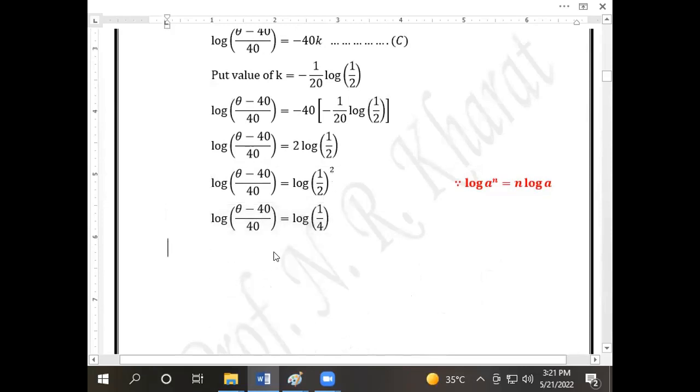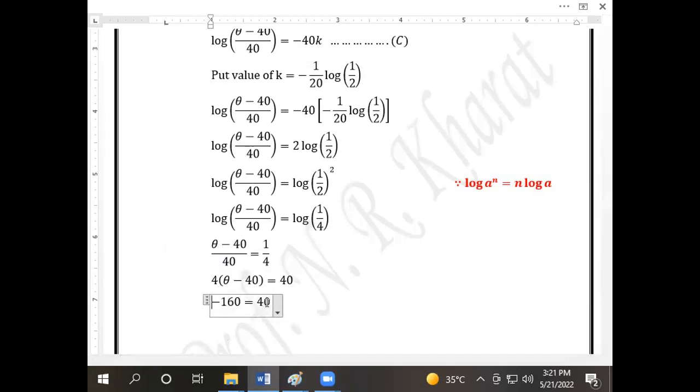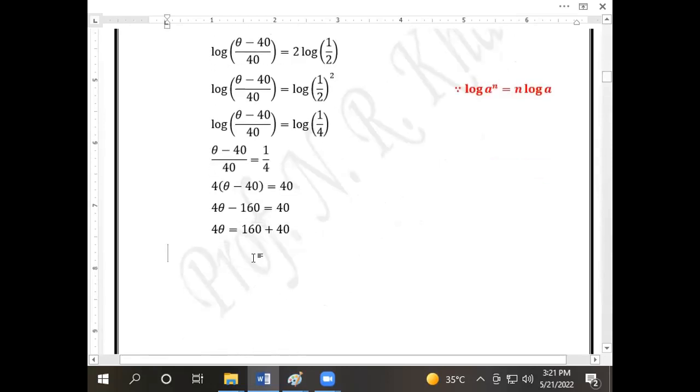Taking the exponential on both sides, we get theta minus 40 upon 40 is equal to 1 by 4. Simplifying this, we get the value of theta. By cross multiplication, 4 is multiplied to the numerator on the left hand side, and 40 is multiplied to the right hand side numerator. So we got 4 theta minus 160 is equal to 40. Again, the 160 is shifted to the right hand side, it becomes 200. So 4 theta is equal to 200, and then theta is equal to 200 upon 4, which becomes 50 degrees Celsius.